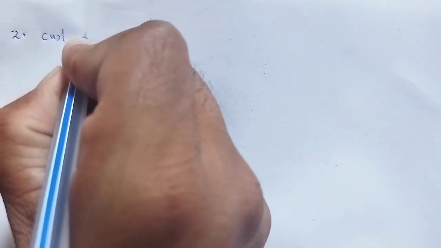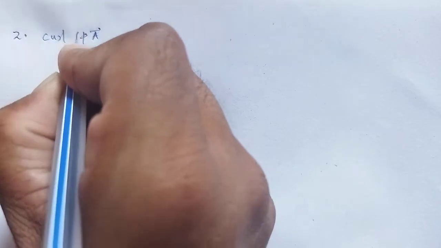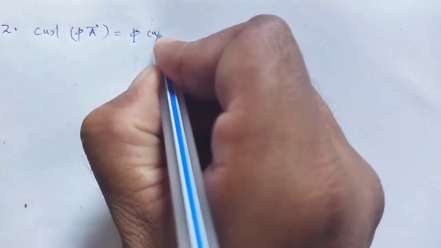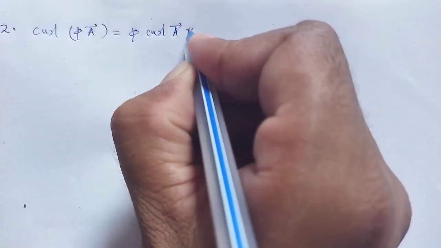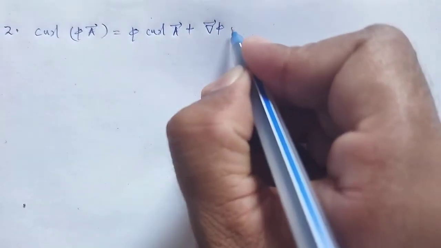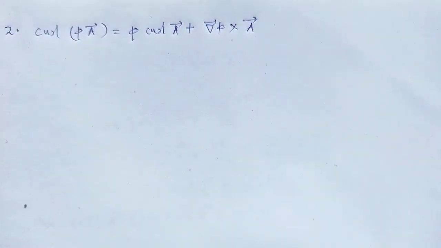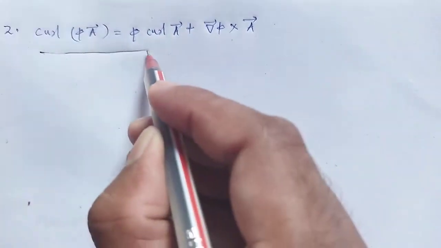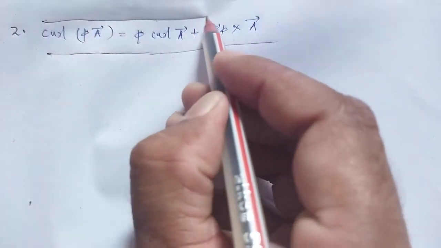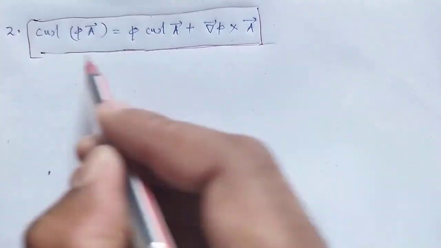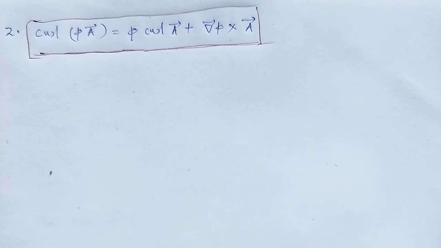that is property number 2: curl of phi times A vector, where phi is a scalar function, then the result will be phi curl of A plus grad phi cross A vector. Let us prove that curl of phi A is equal to phi curl A plus grad phi cross A. Now we prove this.